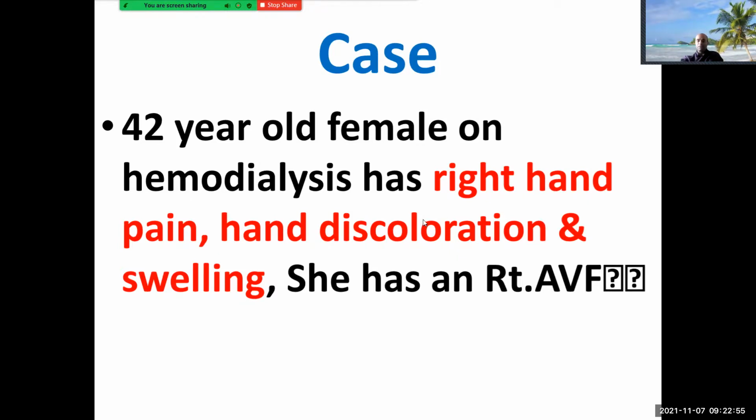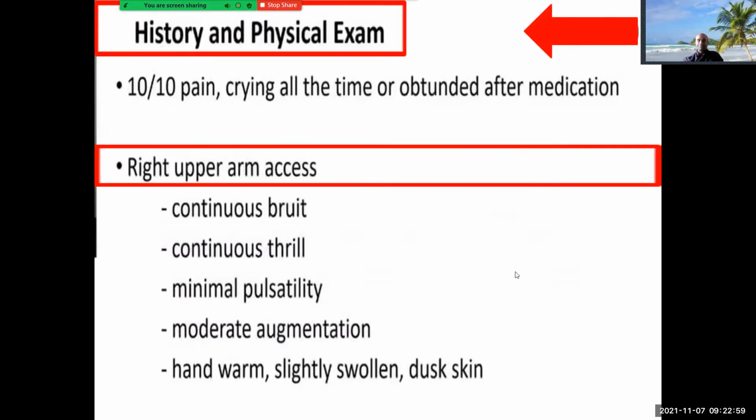Both hands are bluish and swelling. She has a right AV fistula. Pain 10/10. She cannot tolerate it, crying all the time during the hemodialysis, even after giving her analgesic. Right upper extremity continuous, minimal pulsatility, moderate augmentation, hand warm, slightly swollen, dusky skin.